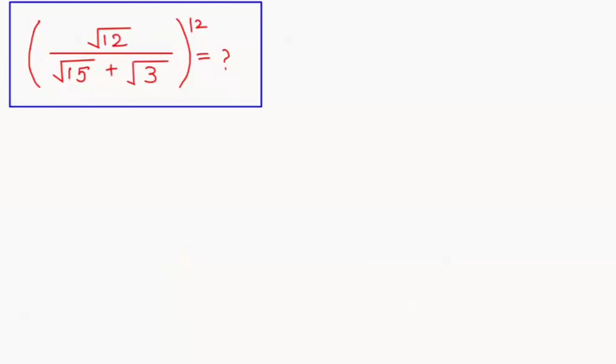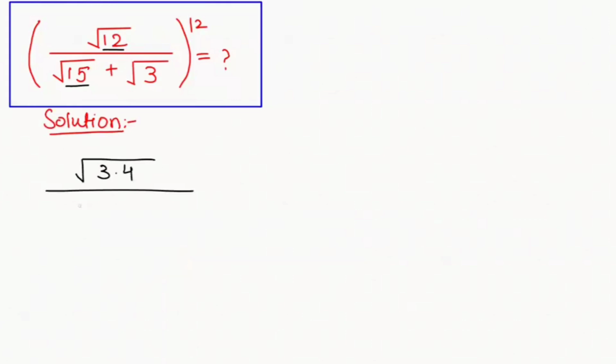Solve this algebraic equation. The equation we have is root of 12 over root of 15 plus root of 3, and whole to the power of 12. So let's get started with the solution. In the first step, I am going to split 12 and 15 here: root of 3 times 4 over root of 3 times 5 plus root of 3, and whole to the power of 12.